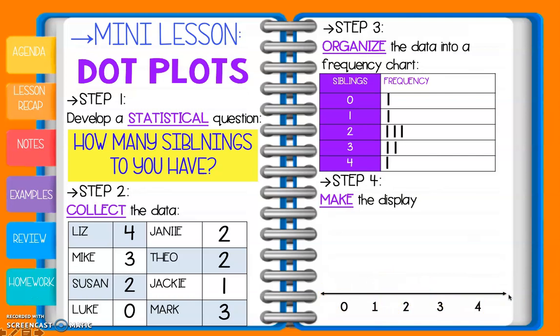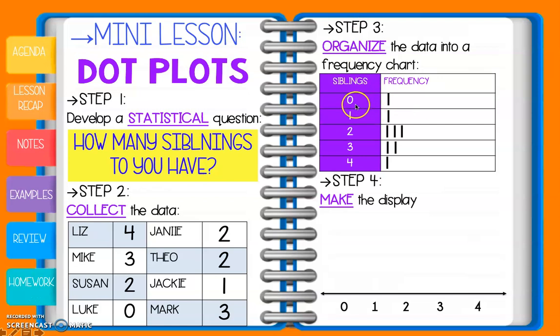And then we're just going to draw dots to match up with our tally marks that are in our frequency column. Now, a couple things that we have to note is every time that we draw our dot, they all need to be the same size, and they need to be equally distanced apart. That way it doesn't skew our data.